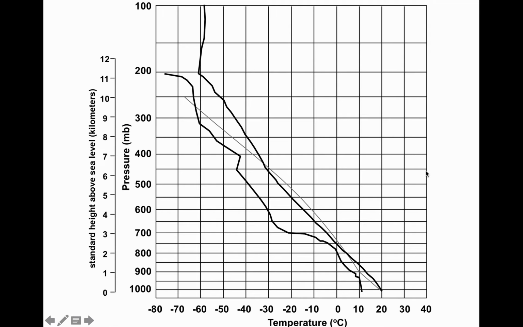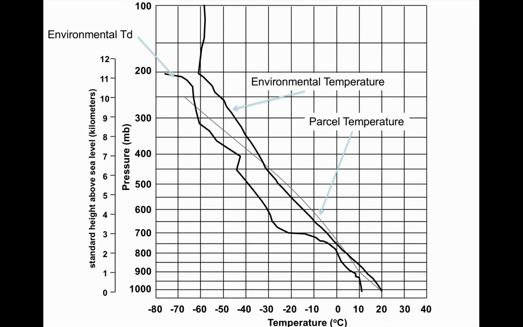Well, let's keep going forward. Let's get some real practice with this, okay? I have got here a sounding. The black line on the right, that is the temperature line. The thick black line on the left, that's the dew point temperature line. And the thin gray line is the parcel line. Now, we'll get them labeled here for you, okay?